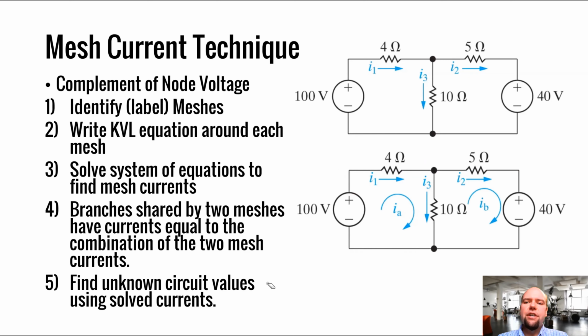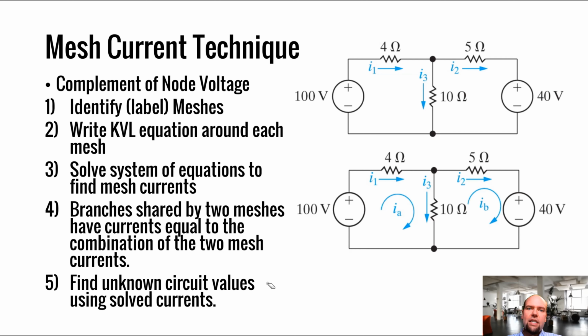So now we're going to talk about the mesh current technique. The mesh current technique is the other version of our broad, big picture technique that we can use to solve any unknown circuits. It is the complement of node voltage, meaning whereas in node voltage we ran around essential nodes and wrote Kirchhoff's current law equations, in mesh current we're going to go around these essential meshes and write the Kirchhoff's voltage law equations. In node voltage we're solving for unknown voltages; in mesh current, we're solving for unknown currents.